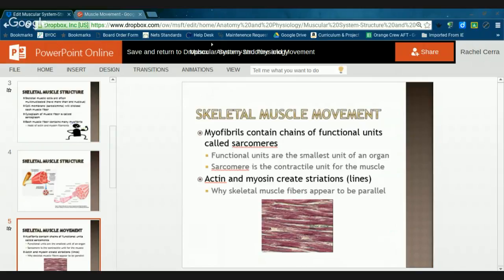So in terms of movement for your skeletal muscle, these muscle fibrils contain functional units called sarcomeres. They're usually like rectangular shaped, just chunks. So when we talk about functional units, we just mean the smallest unit of an organ, the smallest part. It's not necessarily a cell because it might be several cell types or tissue types working together. So the sarcomere is what's going to actually initiate that contracting, so your muscle can contract so you can move.